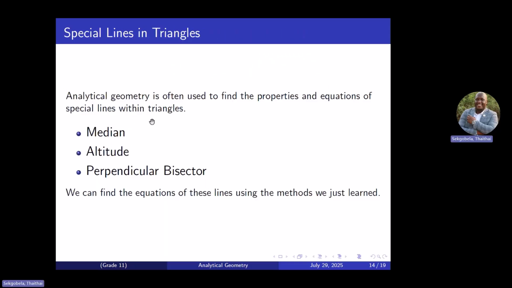So now we're saying there are some special lines in triangles. They're saying analytical geometry is often used to find the properties and equations of special lines within triangles. The first one is the median, then the altitude, and the perpendicular bisector. Now they're saying we can find the equations of these lines using what? The methods we just learned. Now, from those methods that we just learned, what are we saying?